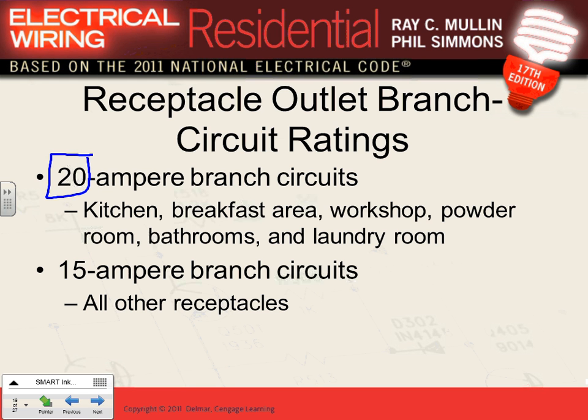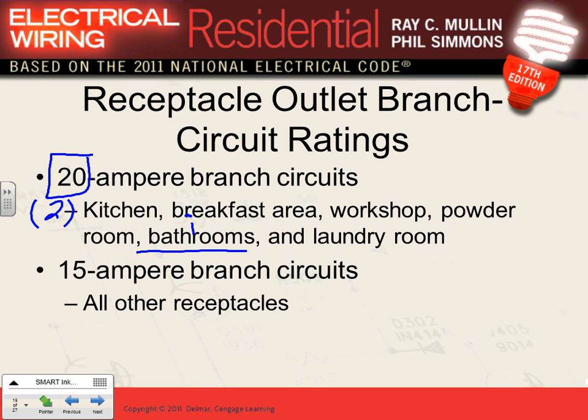You need 2 for the kitchen. You call it 2 small appliance branch circuits. Write yourself a note. You need 2 20 amp branch circuits for the kitchen. They must go through the countertop. So here's your 2 for the kitchen. And these 2 20 amp circuits can also feed the breakfast area. You need 1 for the bathroom.